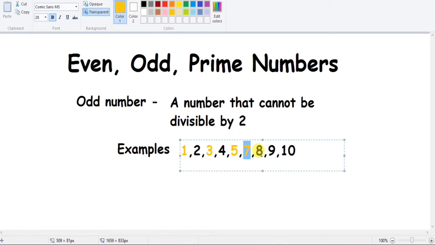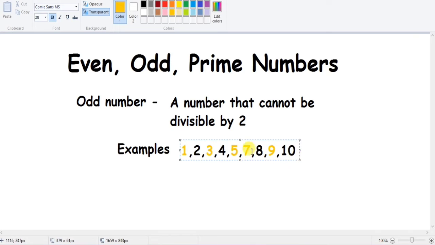8 is divisible by 2. 9 cannot be divided by 2, so this makes it an odd number. And 10 can be divided by 2, so this makes it not an odd number. So this is the example that I was talking about.